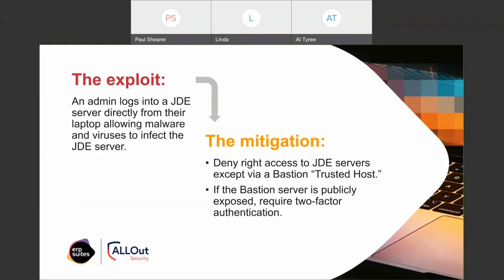The admin will connect from that personal device to the Bastion server, and then from the Bastion server to your JD Edwards server. And if you're going to expose that Bastion server publicly on the internet, make sure that you're requiring two-factor authentication. I don't have it on the slide, but another best practice is actually don't have it publicly on the internet. Require VPN access in order to get in. So you're VPNing to your network, then you're connecting to the Bastion server, and then from the Bastion server, you're jumping on to that JD Edwards host.